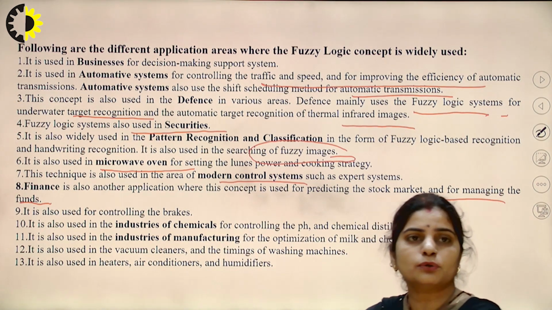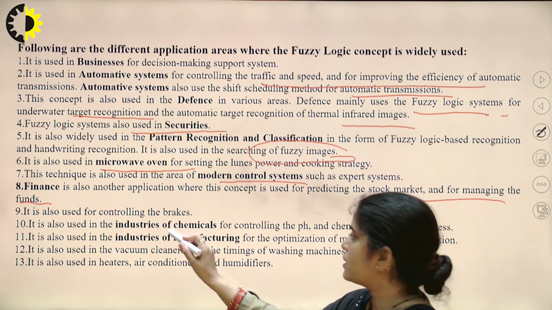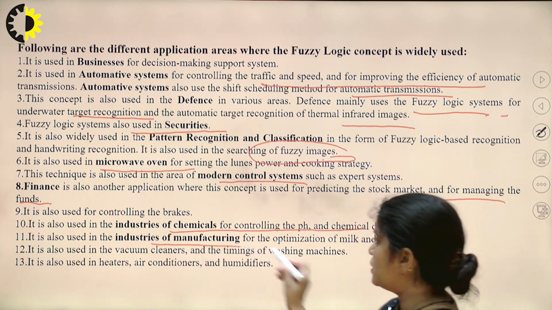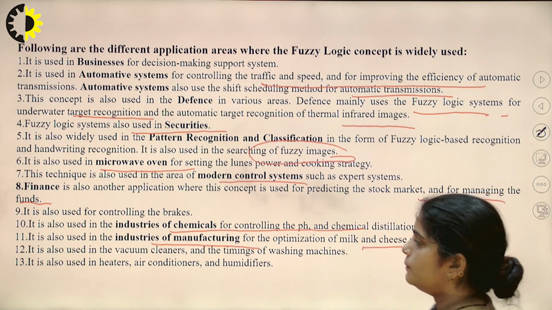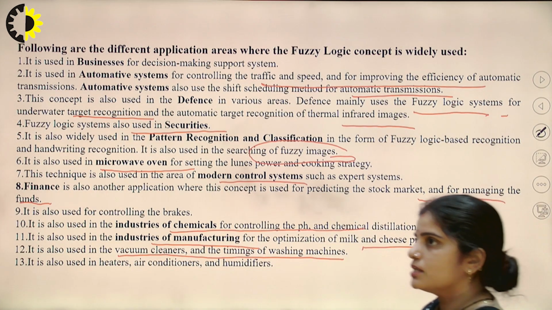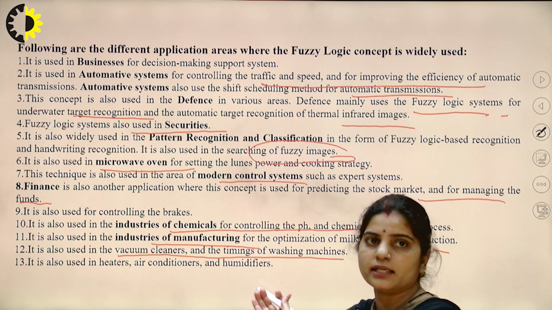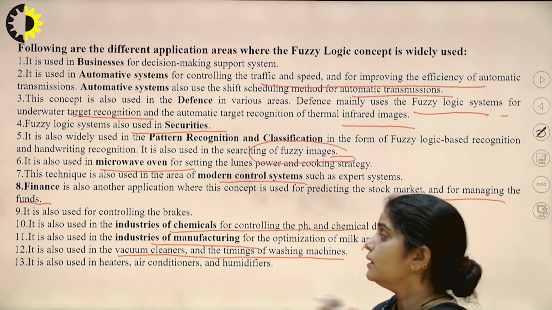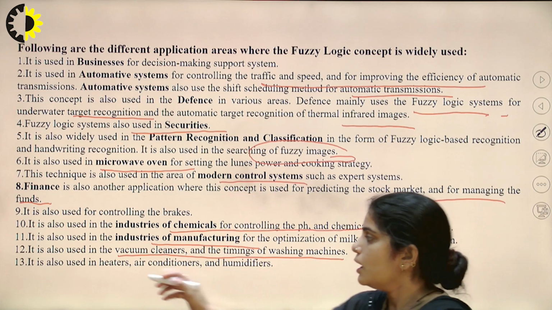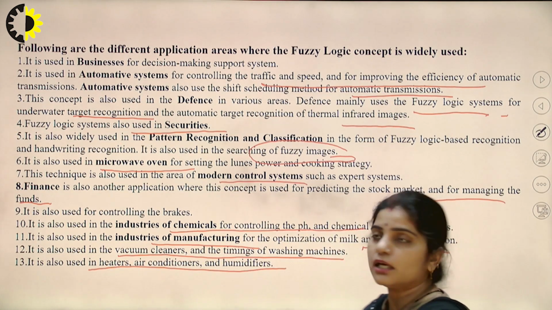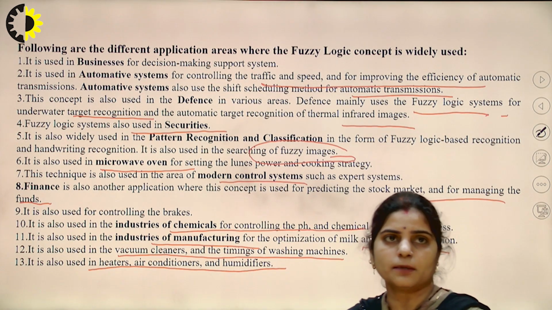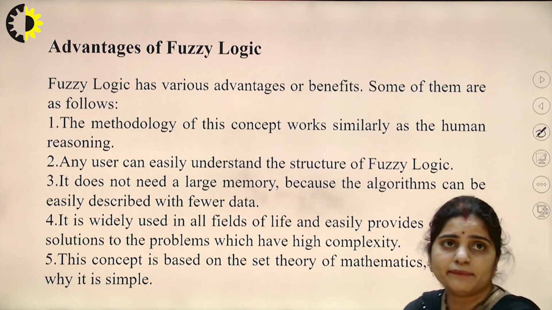It is also used for controlling brakes, and in the chemical industries for controlling pH and chemical distillation processes. Also in manufacturing industries for the optimization of milk and cheese production, also in vacuum cleaners and the timings of washing machines. So we can see that many of the applications I have discussed in this slide are examples from our daily life. It is also used in heaters, ACs, air conditioners and humidifiers. So most of the real world examples we can see here use the fuzzy logic concept. Now, what are the advantages of fuzzy logic?